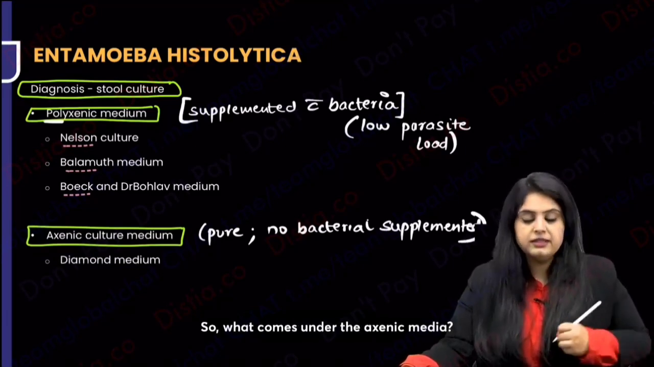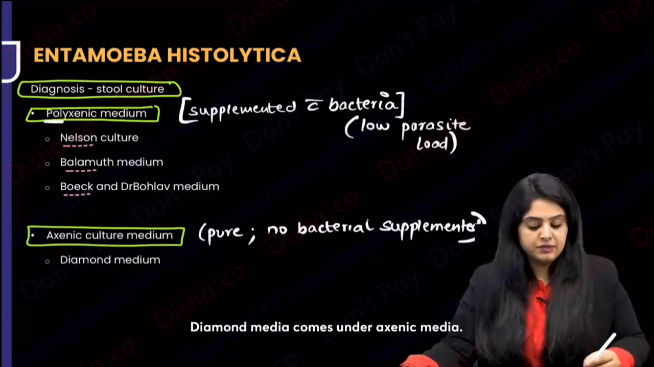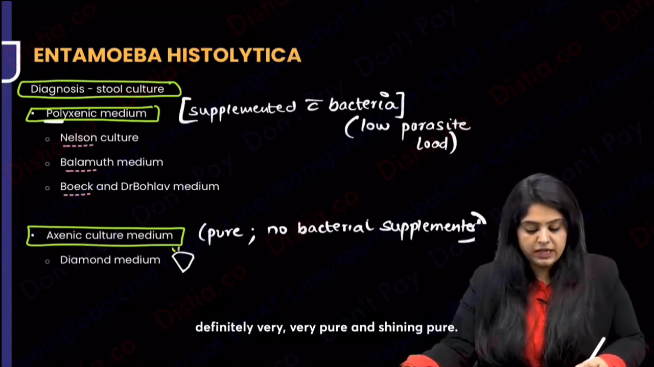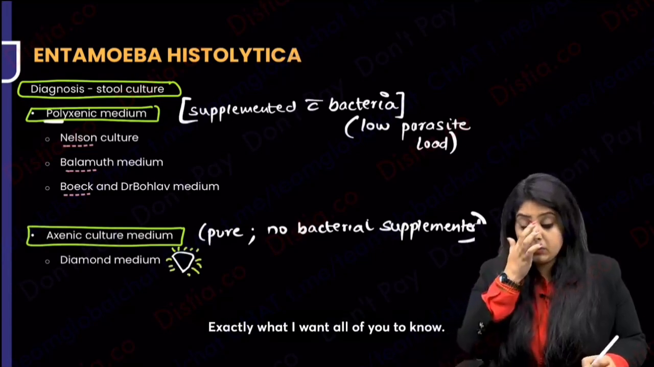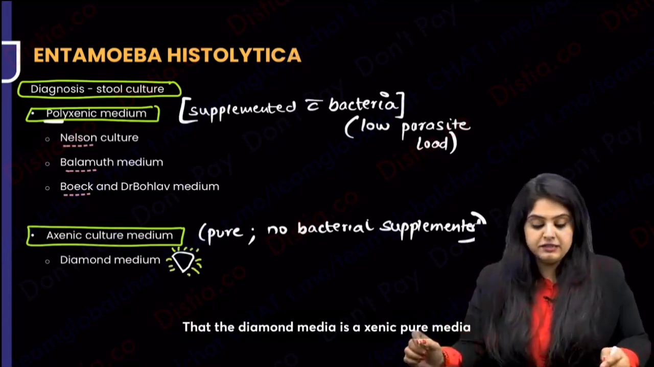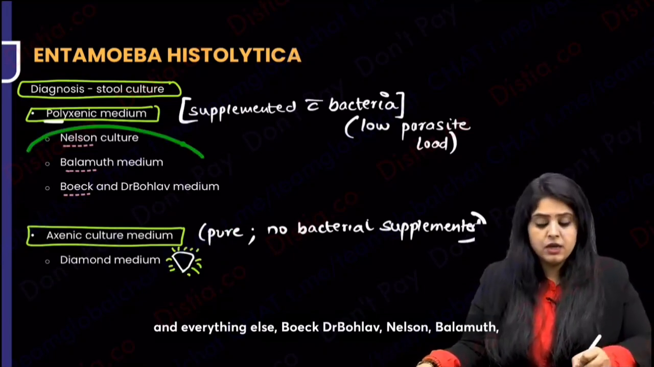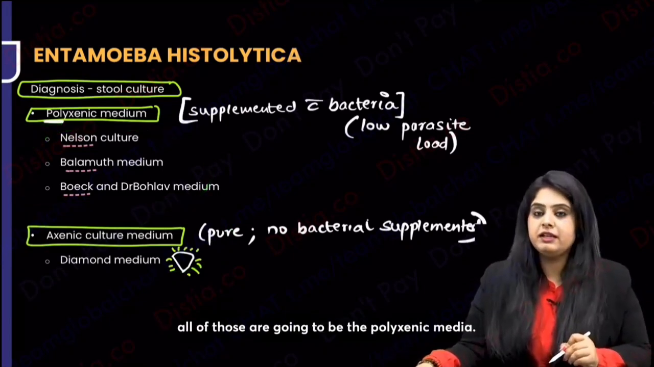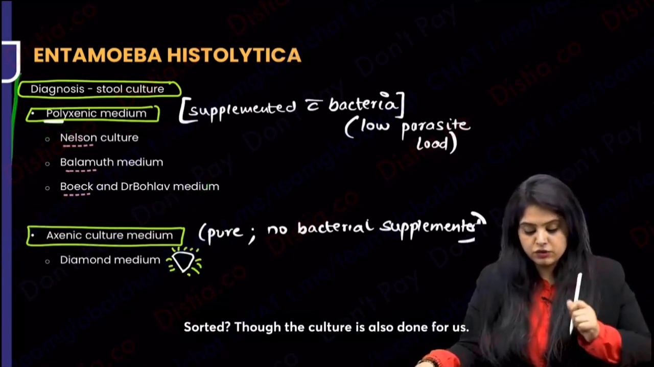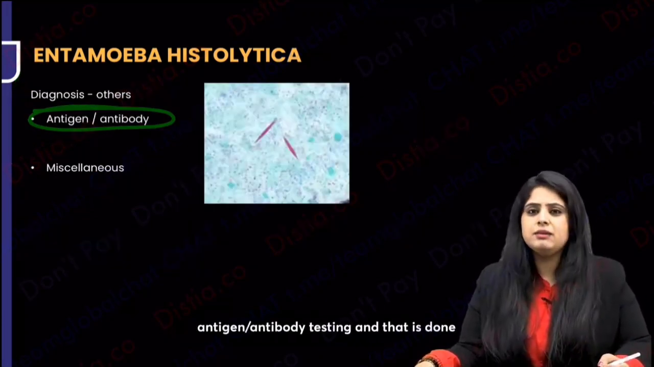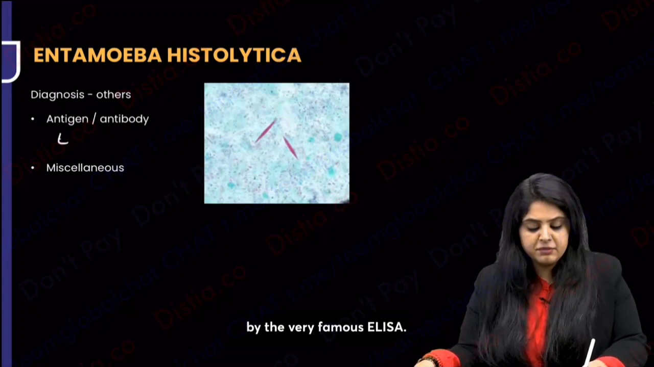So pure, and I know diamonds are pure. So what comes under the axenic media? Diamond media comes under axenic media. So please remember, diamonds are definitely very pure and shining pure. Exactly what I want all of you to know, that the diamond media is axenic pure media, and everything else, Boeck, Drbohlav, Nelson's, Balamuth, all of those are going to be the polyxenic media. Sorted? So the culture is also done for us. What else can we see? Of course, everywhere we can do antigen antibody testing, and that is done by the very famous ELISA.